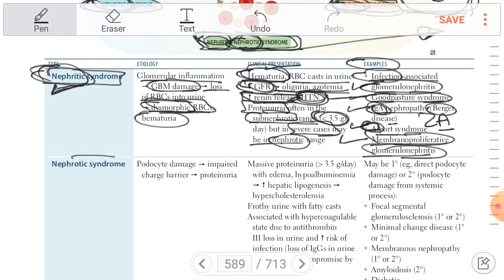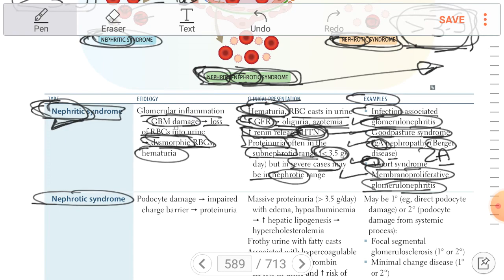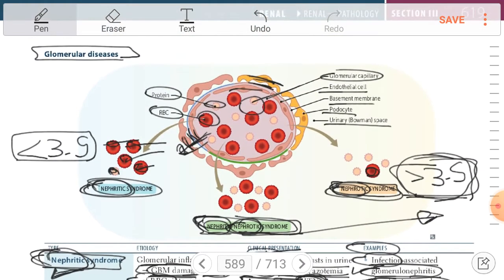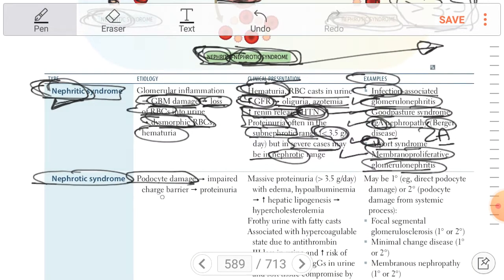Then nephrotic syndrome. So we spoke about nephritic syndrome as what? Glomerular basement membrane damage leading to loss of RBCs. But in case of nephrotic, there is what? Podocyte damage. So where is the podocyte? This is the podocyte, this is the basement membrane, and this is the endothelial cells. So in nephritic there is damage to the basement membrane, but here in nephrotic there is damage to the podocyte.